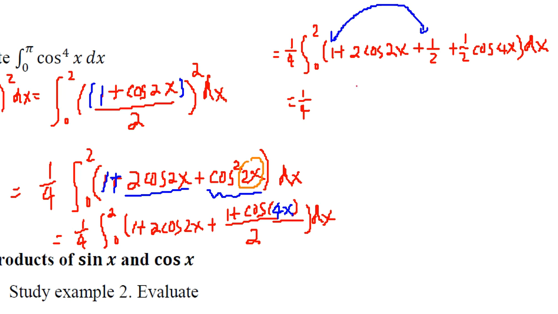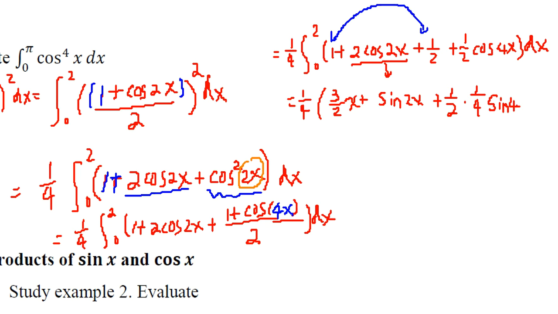So now I'm going to continue. 1 and 1/2 is 3/2, so the antiderivative is 3/2 x, plus the antiderivative of 2 cosine 2x, which is 2 times 1/2 of sine 2x, which is just sine of 2x. Now this 1/2 is already combined with 1, so I don't need to integrate it again. So this will be 1/2 times 1/4 of sine 4x. Then it evaluates from 0 to pi.